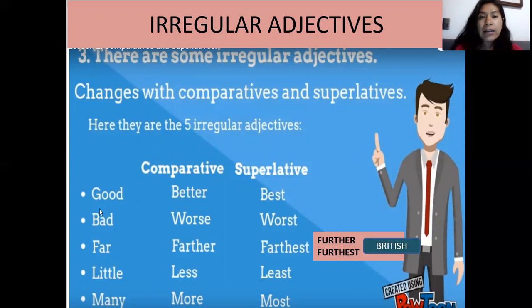We have far, farther and farthest. But here there is a little difference in British English. We use further and the furthest in superlative. We have the adjective little, that in comparative is less, in superlative least. And one more, we have many. In comparative is more, and in superlative is the most.